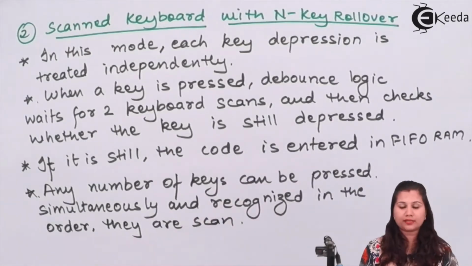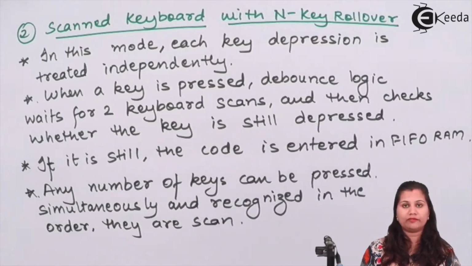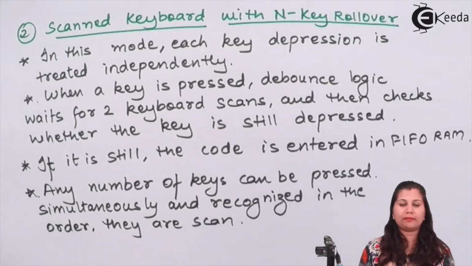So in the sequence, any number of keys can be pressed and they can be simultaneously recognized by the 8279 in the order in which they are pressed and in the order in which they are scanned by the 8279. So here all the keys which are pressed will be scanned and accessed by the 8279, whereas in the two key lockout, only the first key will be accessed by the 8279. So that's the difference between the two key lockout and the N key rollover modes.